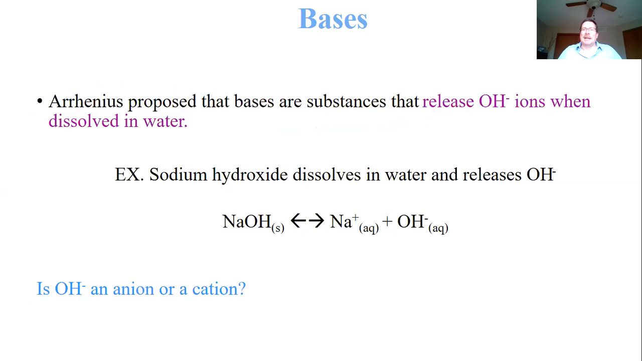Here was the base proposal. He proposed that bases are substances that release hydroxide ions. So again, you see the dissociation of sodium hydroxide when you make a solution in water. It gives you the sodium ion and the hydroxide ion, and this is the key to a base. So that was Arrhenius basically saying acids start with H, bases end in OH, there you go.